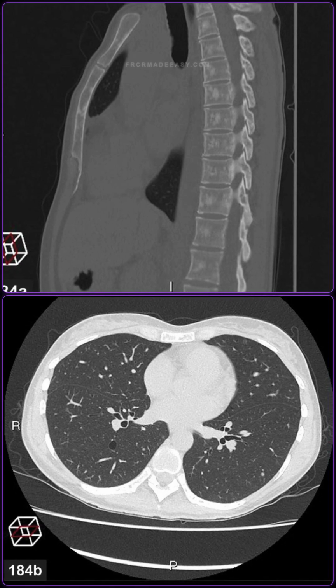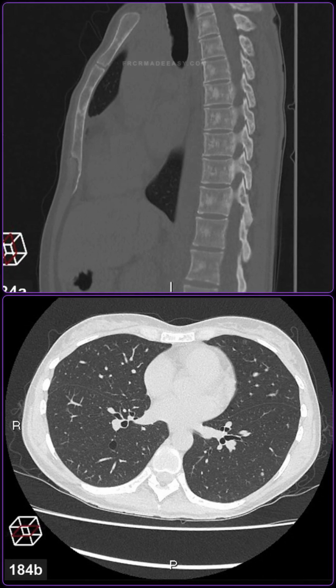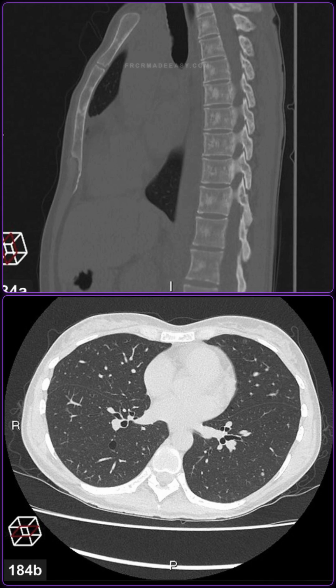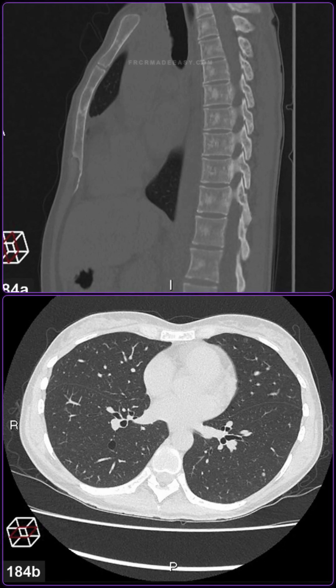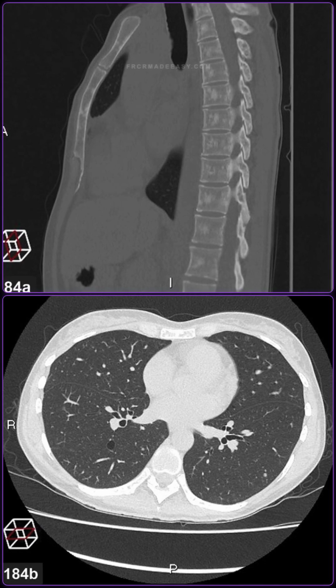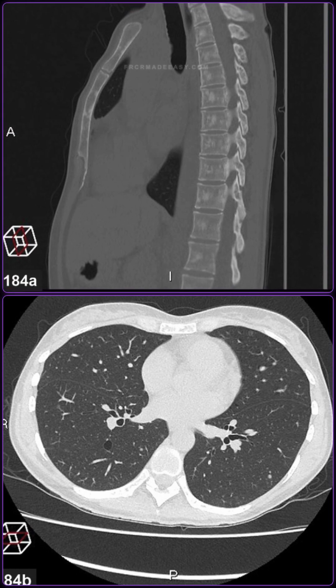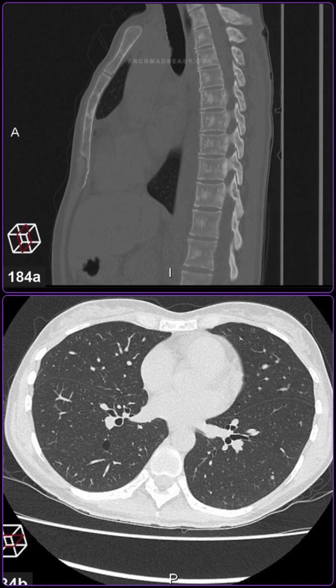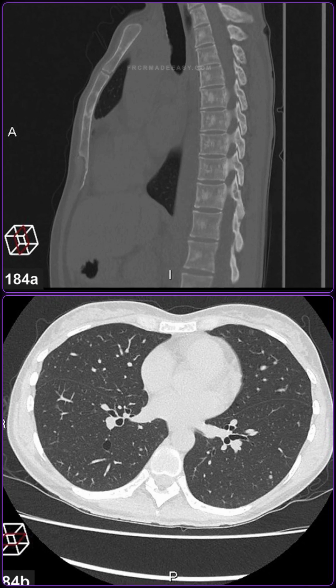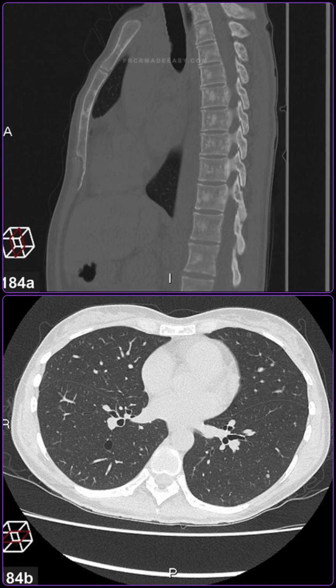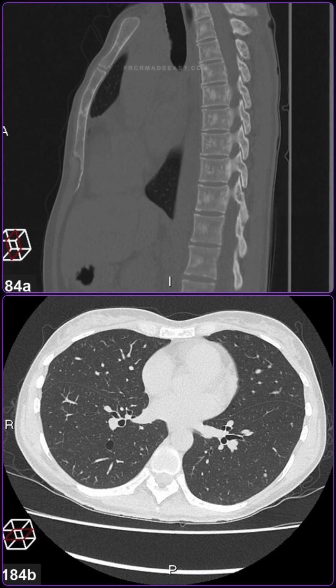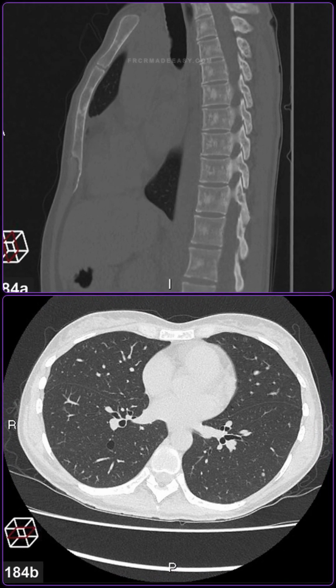tissue mass. The axial CT images in lung windows reveal numerous randomly distributed thin-walled cysts bilaterally, alongside fine, bilateral peribronchovascular nodules. There is no significant pleural effusion. The combination of skeletal sclerotic lesions and coexisting pulmonary cysts and nodules is highly diagnostic of multisystem Langerhans cell histiocytosis.